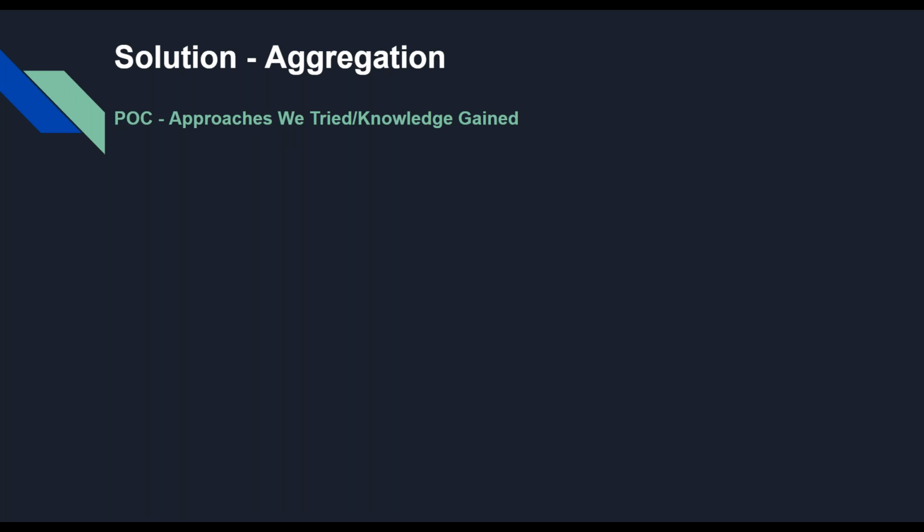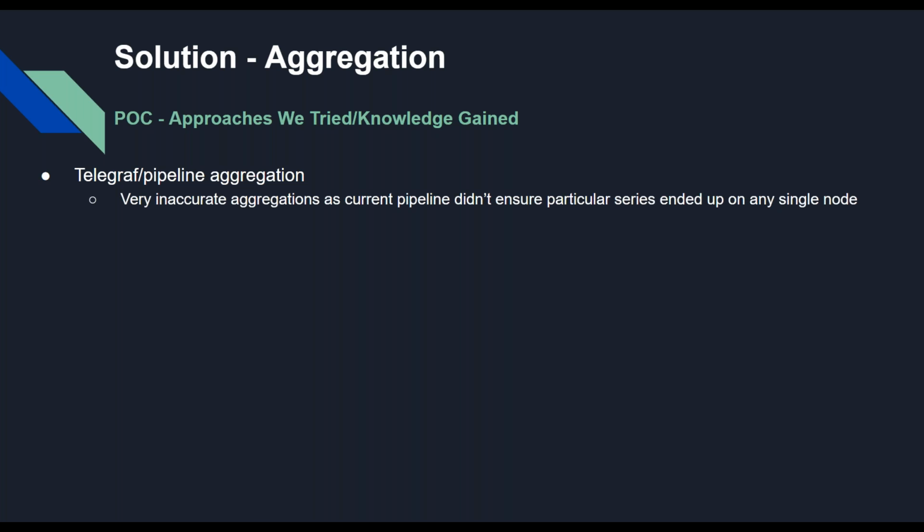So in the POC, we tried a couple of different solutions towards creating this aggregation system. The first thing we tried to do was aggregation within the pipeline itself. At that time, we had some extra Telegraf instances running alongside the overall pipeline that I showed you a few slides ago. And what we ran into here is that we ended up with extremely inaccurate aggregations because the current pipeline didn't make sure that all of the points in a particular series were in a single node to be aggregated. So we just ended up with basically nonsense data at this stage.